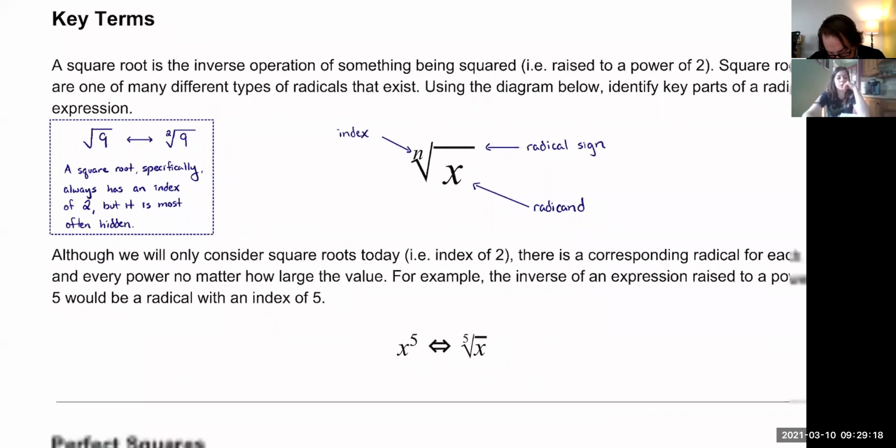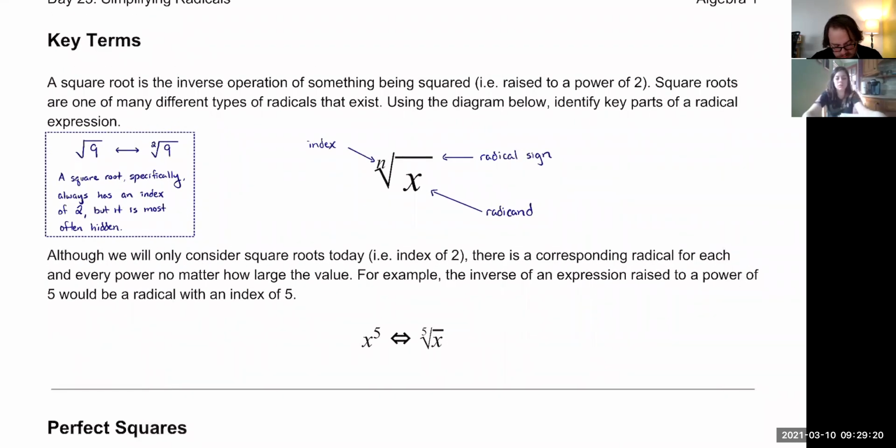So our main focus today is going to be square roots, but it is worth mentioning that there are other roots out there other than just the square roots that we look at today. In fact, there is a corresponding root or radical and index for every power that you can think of. We didn't just square things. Sometimes we can raise them to the 3rd power, the 4th power, the 5th power, and so on and so forth. And for every power that you can think of, there is an inverse root and index to offset it.